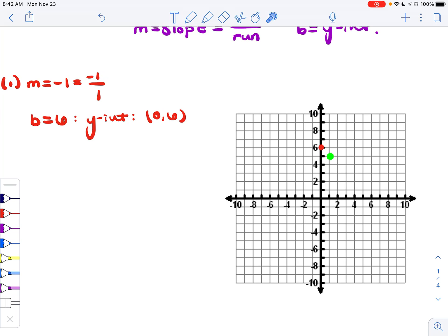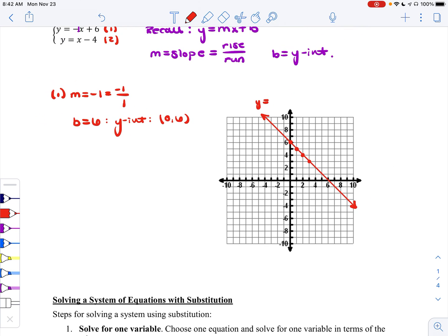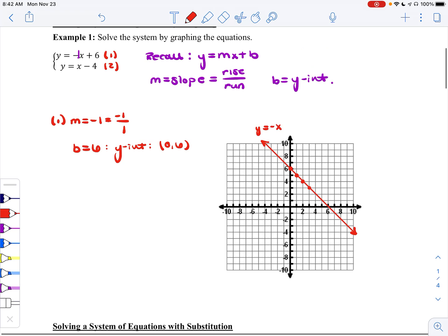And we would just keep doing the same thing. So from that point, I'm just going to go down 1 over 1, plot a point. Down 1 over 1, plot a point. Okay, and you can do that for as many points as you want to. I'm going to go ahead and just connect my points here. And I've got my first line. Okay, so that is our y equals negative x plus 6.